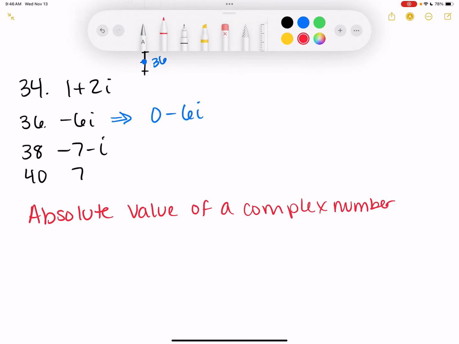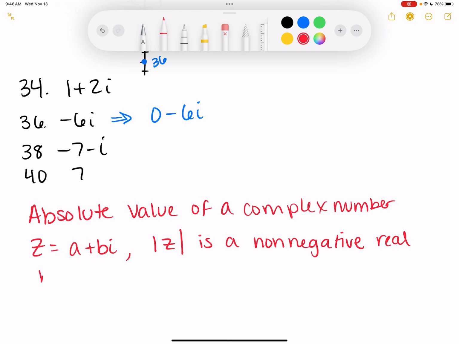All right, z equals a plus bi. The absolute value of z is a non-negative real number defined as the absolute value of z equals the square root of a squared plus b squared.